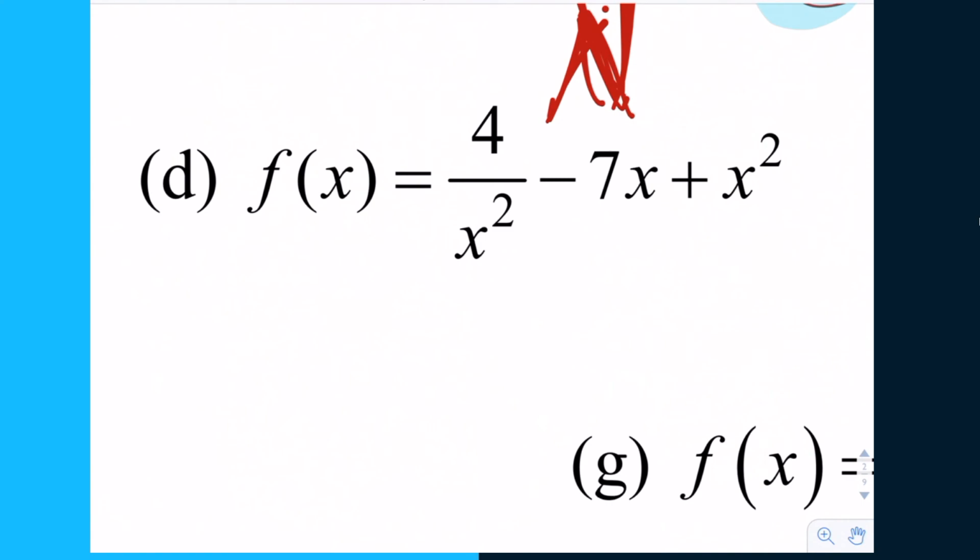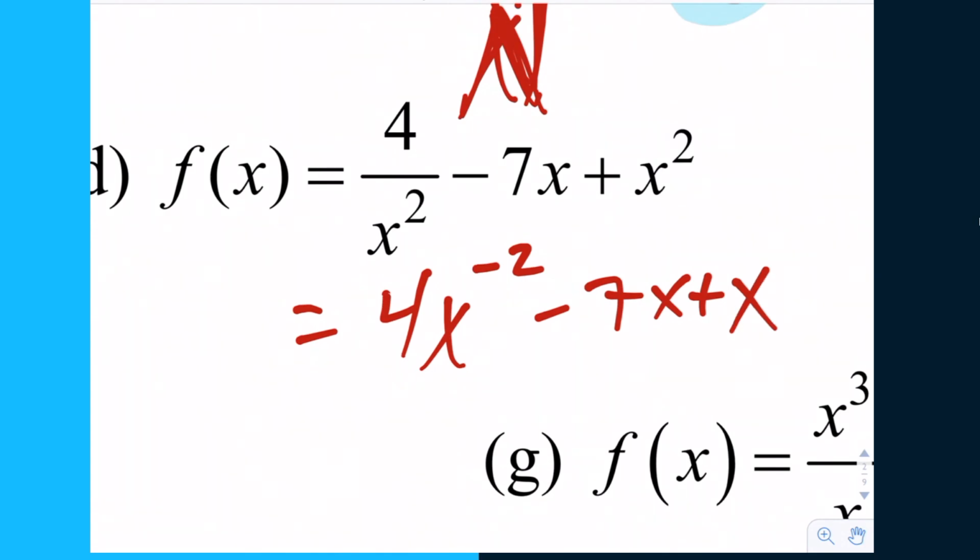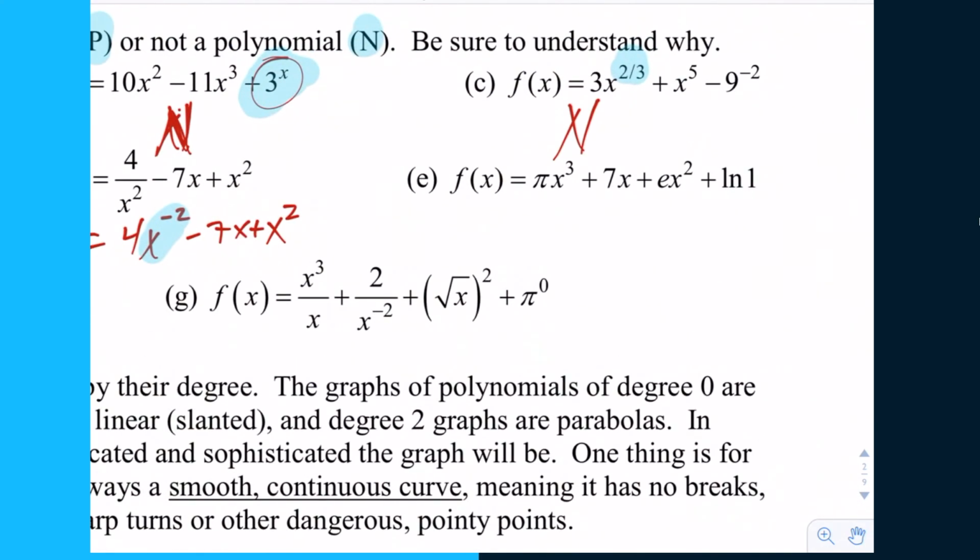You can't just look at the x's wherever they happen to be, right? You have to put it in the form, which means the x's have to be in the numerator. So if you rewrite the first term, it would be 4x to the -2th power. And can we have negative exponents on a variable to be a polynomial? No. All right. How about E?